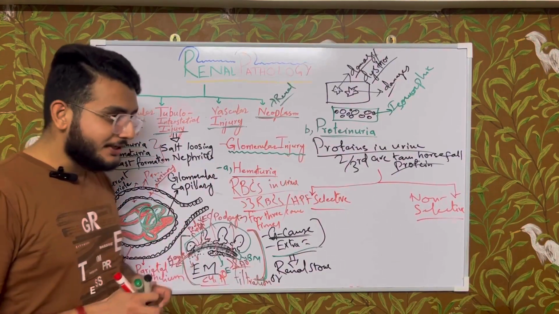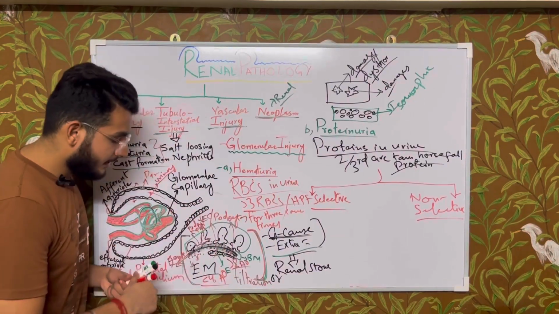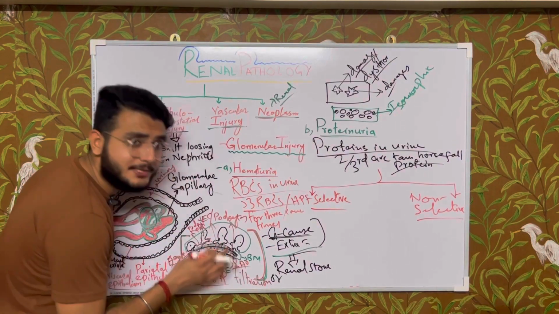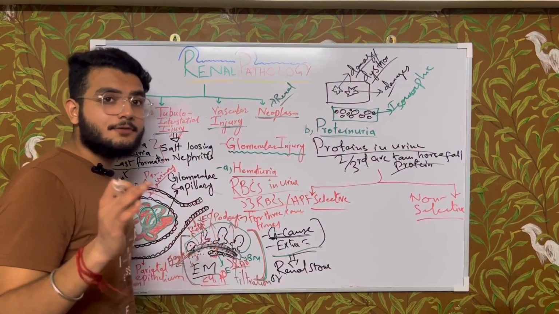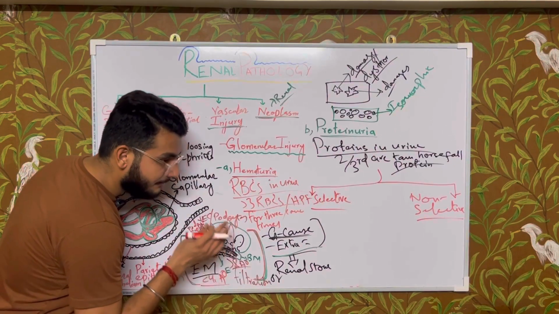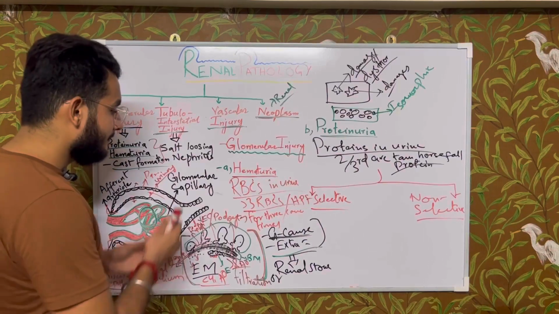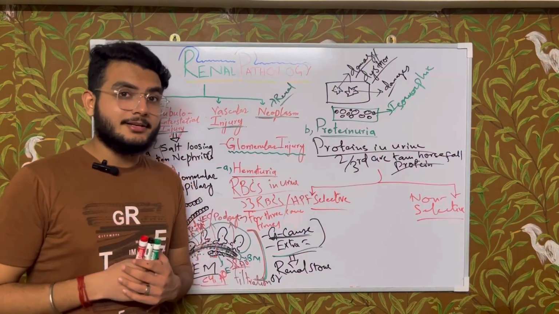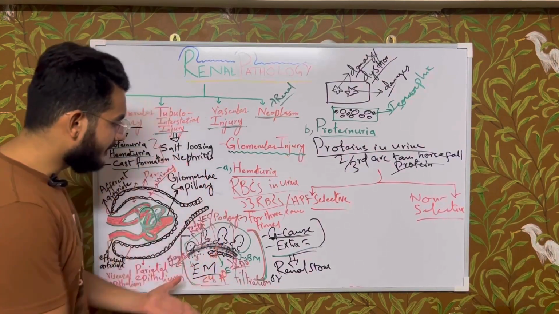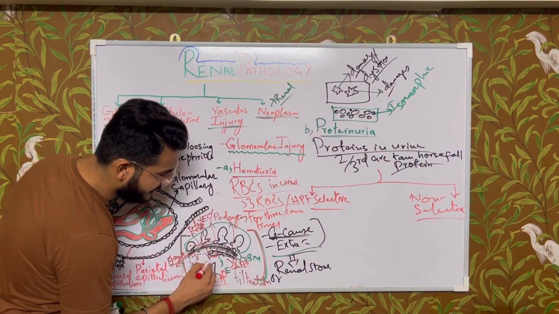We know that this filtration membrane is negatively charged. Why? It's because of two reasons. One is because of the endothelium. This endothelium is negatively charged because of the presence of sialic acid, and also because of the basement membrane. Attached to this basement membrane are glycoproteins which are negative in nature. That's why they give the negative property to this basement membrane as well. So whatever molecules in the blood are negative in nature cannot be filtered, because this negativity will repel the negativity present in the blood.